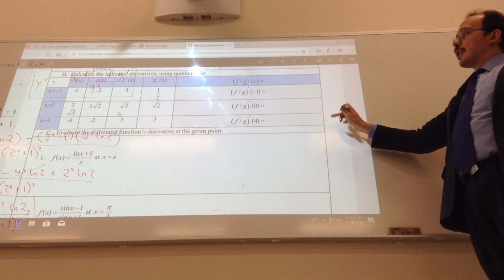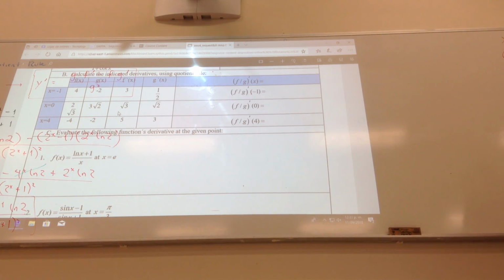Okay. The second part, the table. Remember yesterday, same thing. You have a table with values. When you have x equal to minus 1, then f of x is 4, g of x is minus 2, f prime of x is 3, g prime of x is 1/2, and so on with the other ones. So from those 3, which one do you want me to do? The one in the middle. Okay.